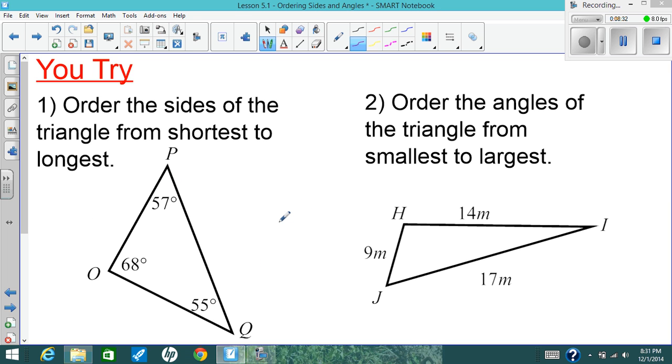So try these two problems, very similar to the ones you just did. Use those as an example. Try these two problems in your notes, and we will see you in class.